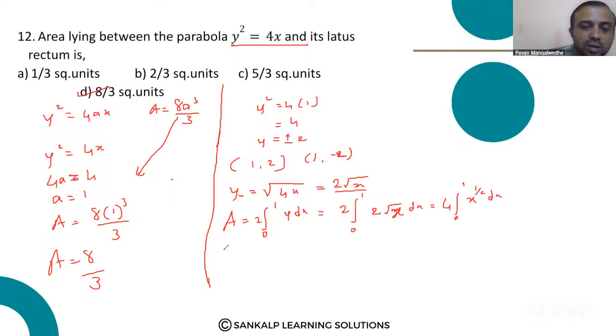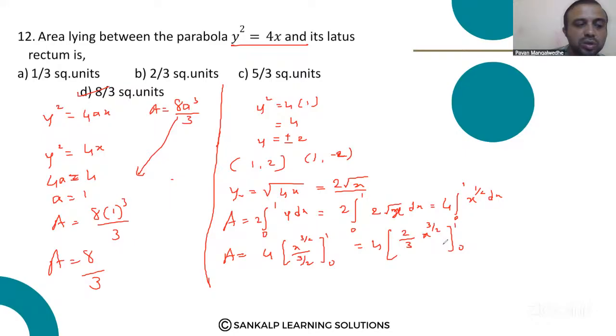Then area A is equal to 4 into x raised to 3 by 2 divided by 3 by 2, from 0 to 1. I hope you know this, it is 2 by 3 x raised to 3 by 2, from 0 to 1.